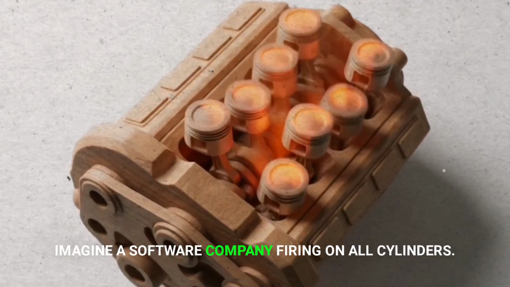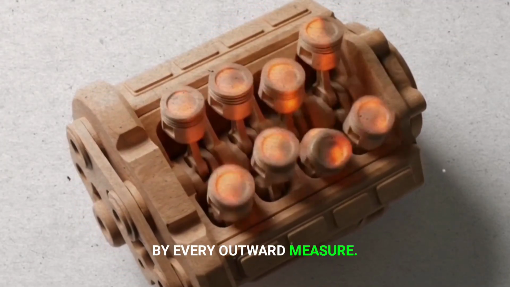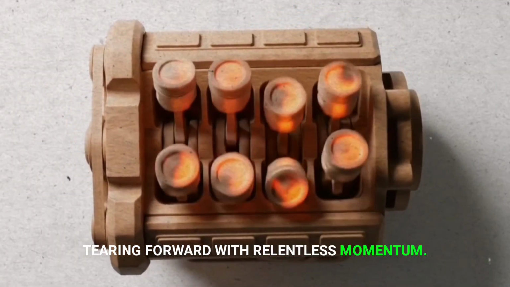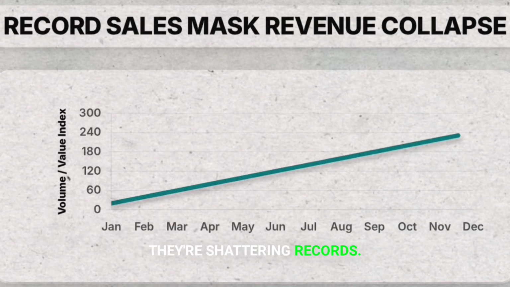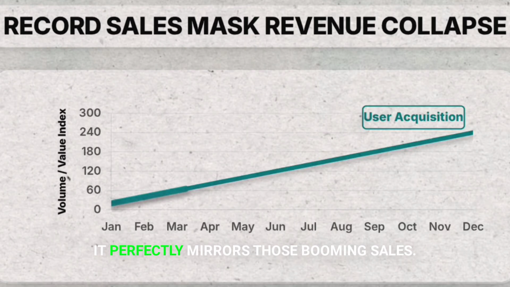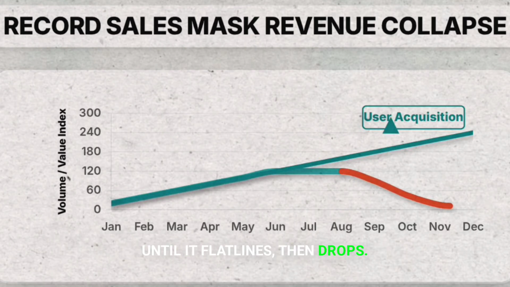Imagine a software company firing on all cylinders. By every outward measure, this business is unstoppable, tearing forward with relentless momentum. Look at this chart of new user signups. They're shattering records. If we overlay monthly recurring revenue, it perfectly mirrors those booming sales, until it flatlines, then drops. User acquisition climbs, but the revenue curve bends into the red.